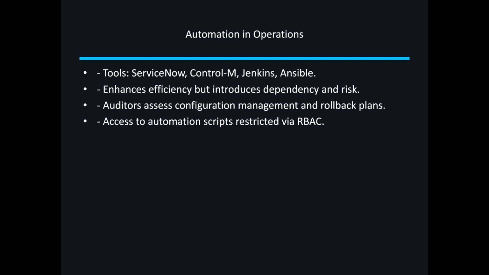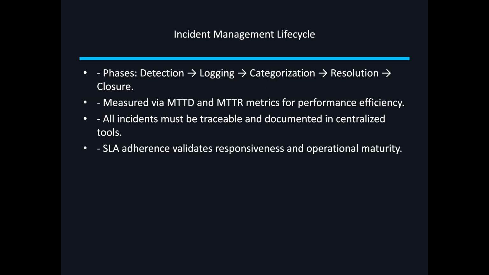So moving on to our next topic, which is incident management life cycle. The life cycle will include detection, escalation, and resolution. Incident management is one of the most visible operational processes in any organization. It ensures that unplanned disruptions, whether hardware failures, software errors, or security events, are identified, recorded, analyzed, and resolved efficiently.